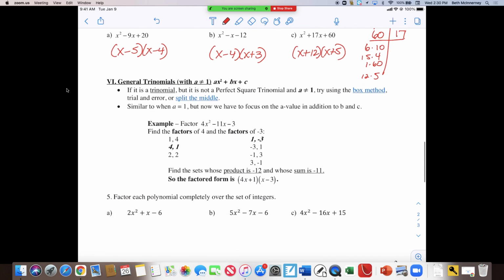Okay, so now let's take it up just a notch. What if there is a number in front of x squared? Then we're going to do what's called split the middle. And so if you look at this one, if I have 4x squared minus 11x minus 3, I'm looking for two numbers that multiply to negative 12, but add to negative 11. So that would be negative 12 and 1. So what I'm going to do is I'm going to rewrite the middle term as negative 12x plus 1x and split the middle.